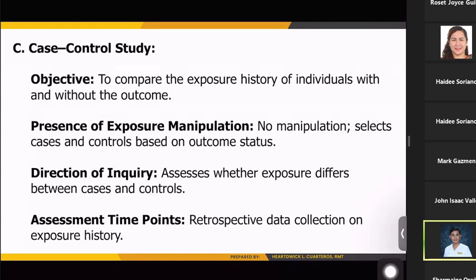Okay? So what is the objective of your case control study? So this is to compare exposure history of individuals with and without the outcome. Okay? Presence of manipulation, no manipulation kasi syempre under observation pa rin siya. And it selects cases and controls based on their outcome status. Direction of inquiry, they assess whether exposures differ between cases and controls. Okay? We have also assessment time points: retrospective data collection on exposure history.